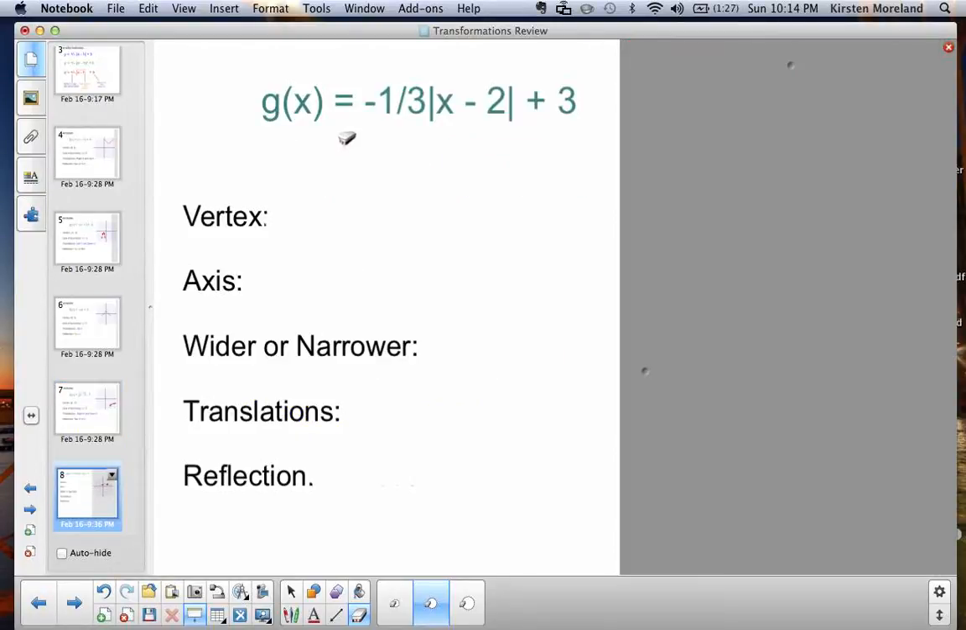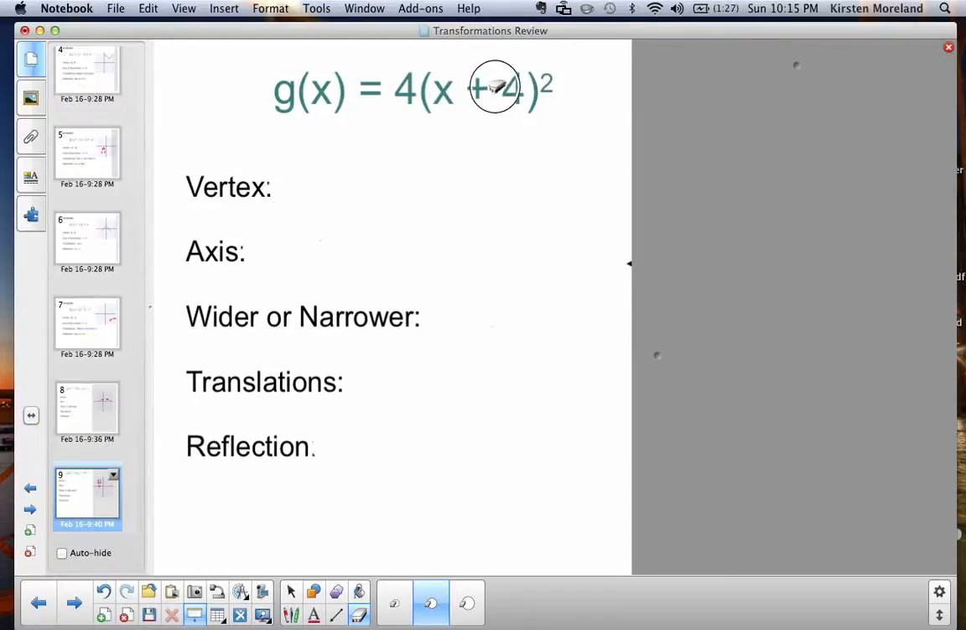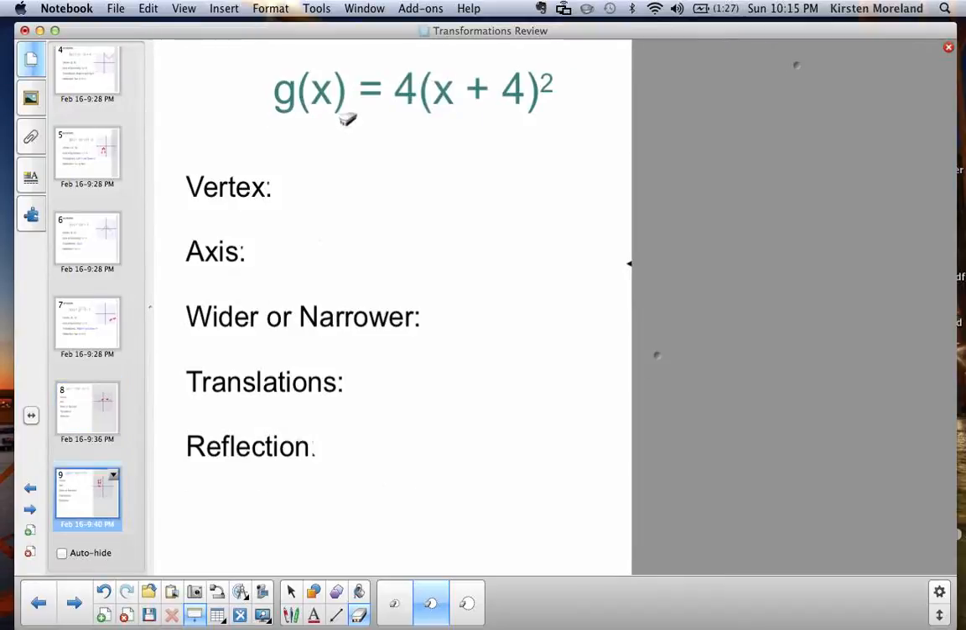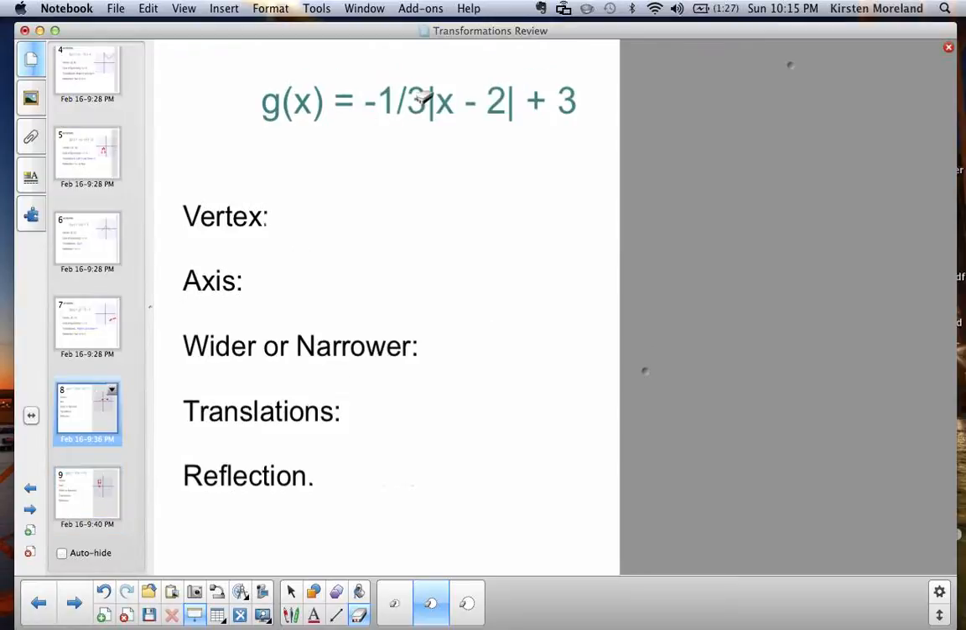Alright, so now we're going to talk about wider and narrower. On this first graph we have a 1/3, and on this second graph we have a 4. The smaller the number is, or the closer to 0 it is, the wider the graph is going to get. The bigger the number is, such as this 4, the narrower the graph is going to get. Alright, so we're going to ignore that part for now. We're just going to find our vertex.